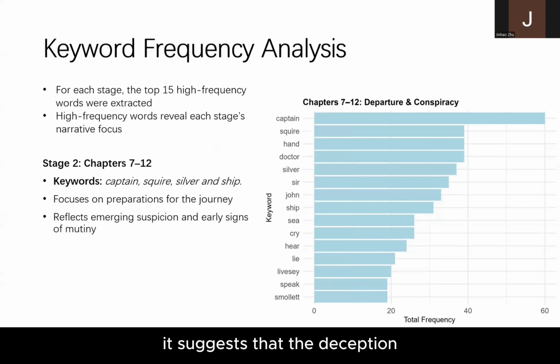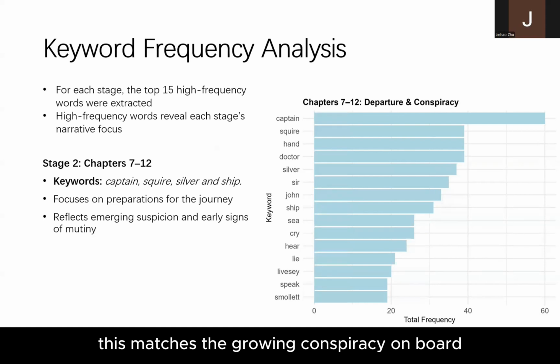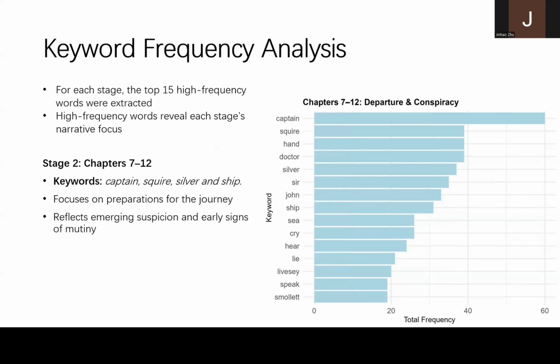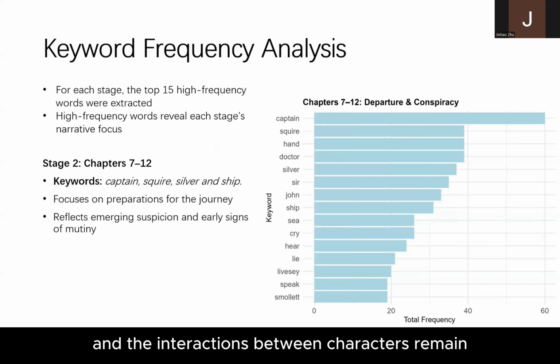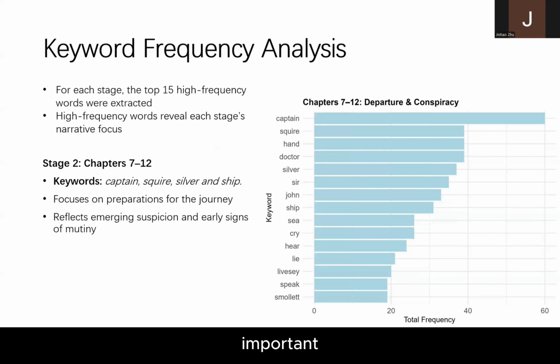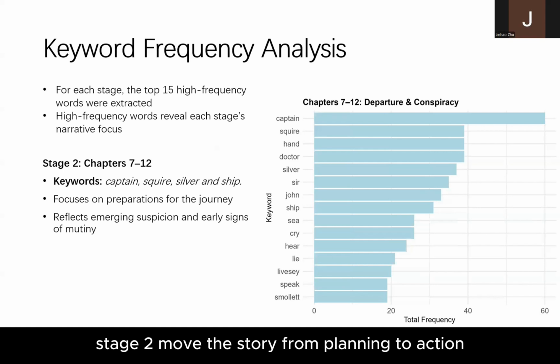It suggests that deception and secrets are becoming part of the plot. This matches the growing conspiracy on board. We also see cry and hear, showing that the emotions and the interactions between characters remain important. Stage 2 moves the story from planning to action, introducing more tension, and preparing us for the voyage.